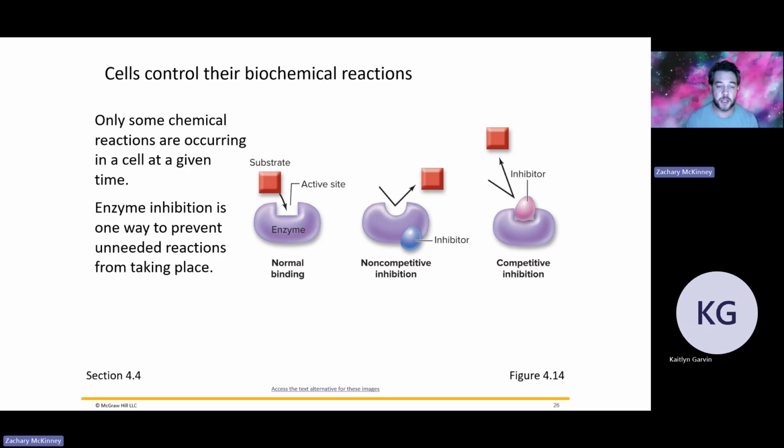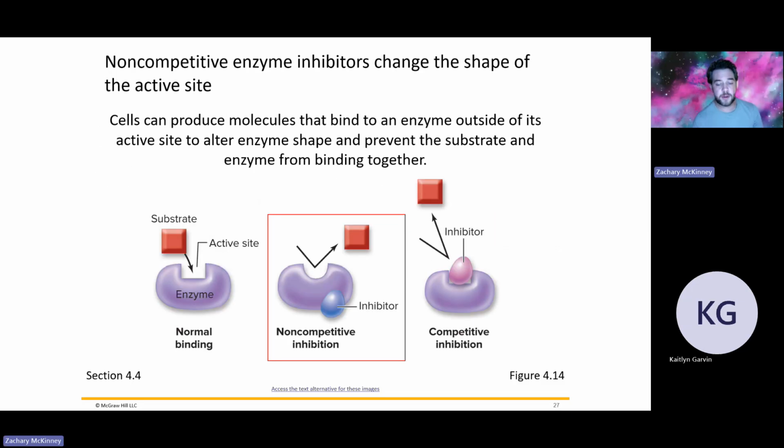You can see here in a normal reaction, the substrate binds into the enzyme active site, all good. Well, in non-competitive, you have this inhibitor that binds somewhere else and changes the shape of the active site so the substrate can't bind. In competitive inhibition, you have your inhibitor binding right to the active site, blocking this substrate. So a couple different ways. This is how a lot of medications will work.